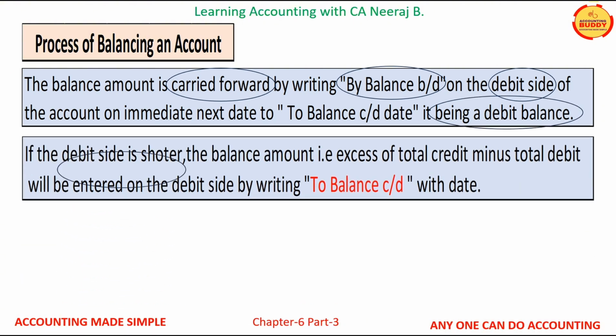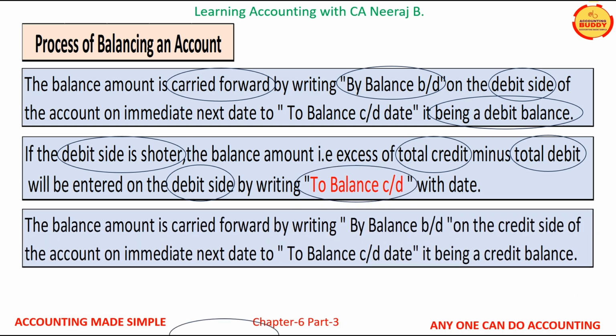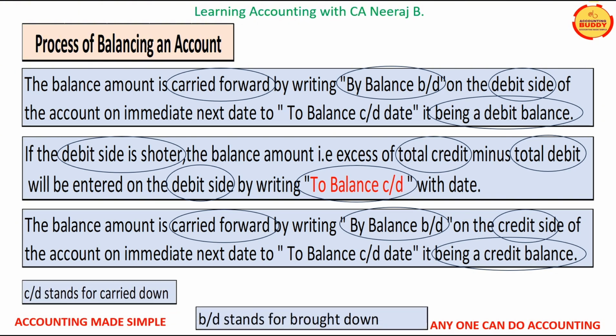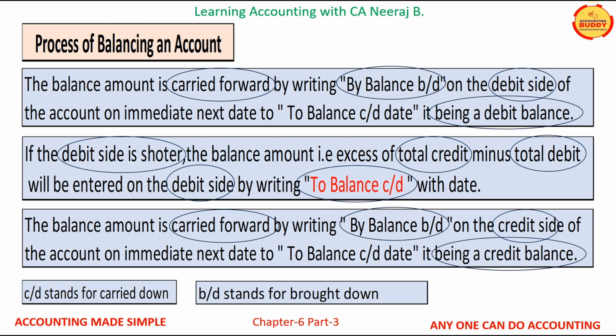Now if the debit side is shorter, the balance amount, that is the excess of the total credits minus total debits, will be entered on the debit side by writing "to balance carried down" with date. The balance amount is carried forward by writing "by balance brought down" on the credit side of the account on the immediate next date to the balance carried down date, it being the credit balance. The CD stands for carried down and BD stands for brought down.